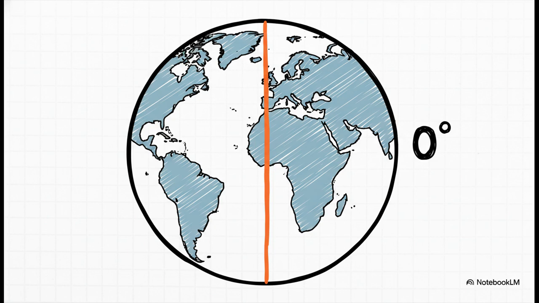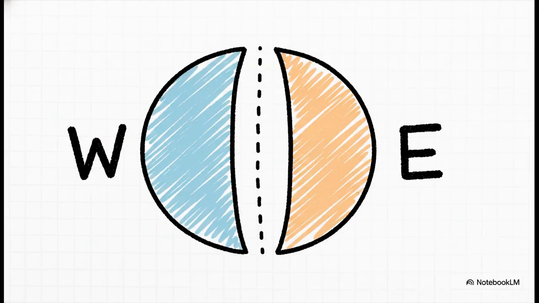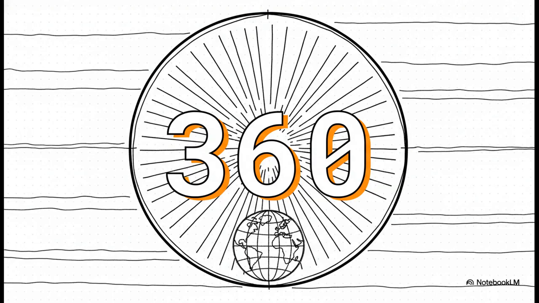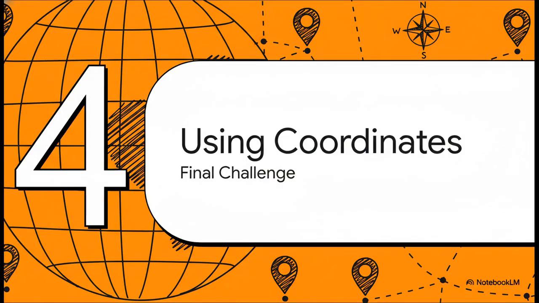So which 2 hemispheres does it create? That's right, it splits the world into an eastern half and a western half. Okay, what's the name of the line that's at 180 degrees? It's called the International Date Line. And finally, how many lines of longitude are there in total? 360, just like there are 360 degrees in a circle. Easy to remember. You are doing great.